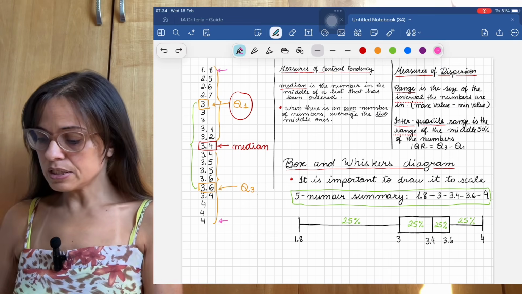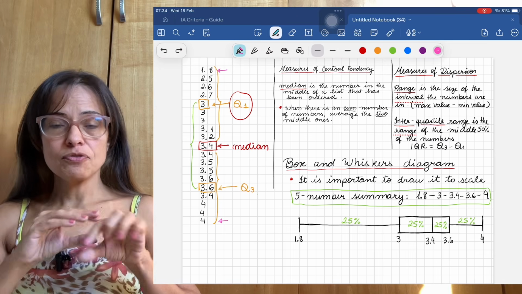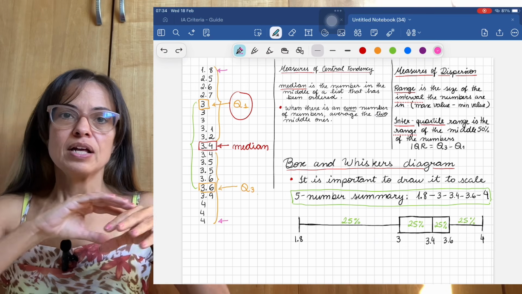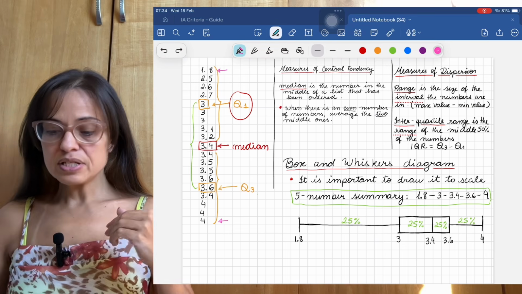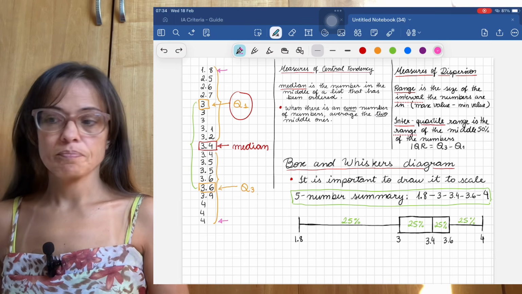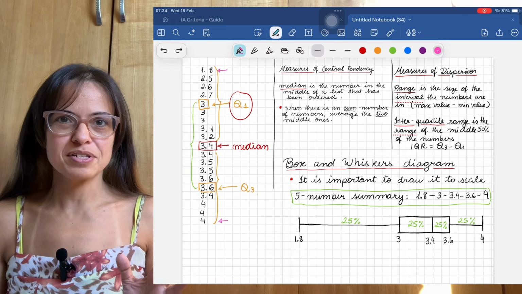We lose the details, but we do start to see this general trend of concentration in some parts of the number line, of left skewness that we didn't really see by just looking at the list of numbers. So we lose information in order to gain information. That's how all of this stuff works.